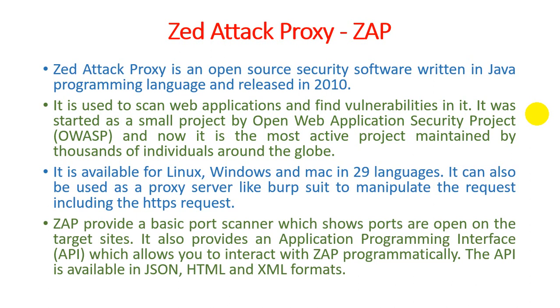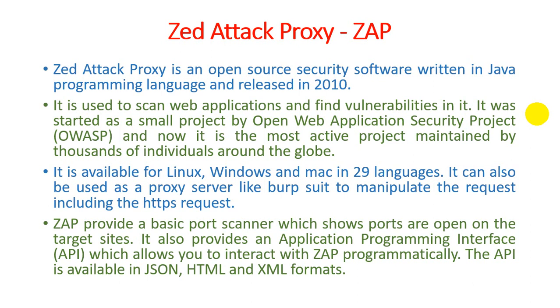ZAP provides a basic port scanner, which shows which ports are open on the target sites, because it is a necessary and prior step to identify which port number is open and how to connect a particular system with different port numbers. If a service is working on a specific port number, then we can't run any other service on that port number, because only a single service performs on a single port number.